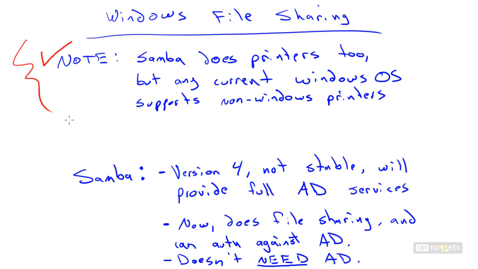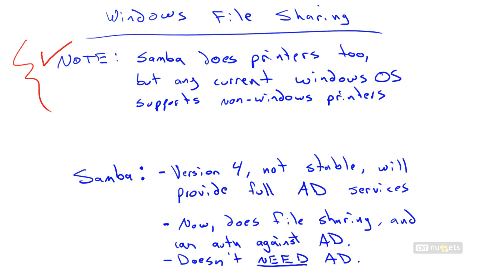So you can print to a printer that is shared by a standard CUPS server, Common Unix Printing System, or you can connect to something shared by OS X. Windows printing has matured a lot, so you don't necessarily have to use the Windows native printer sharing anymore. So we're going to focus on file sharing.